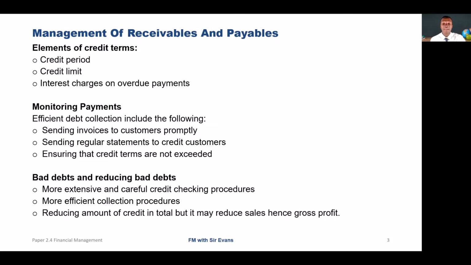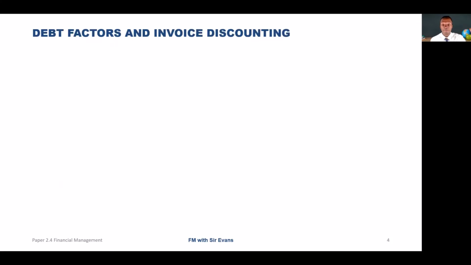Bad debts arise due to credit granted to customers, and they have a direct impact on profitability. To reduce this, there should be more extensive and careful credit checking procedures, more efficient collection procedures, and a reduction in the amount of credit in total. But this may reduce sales, hence gross profits.